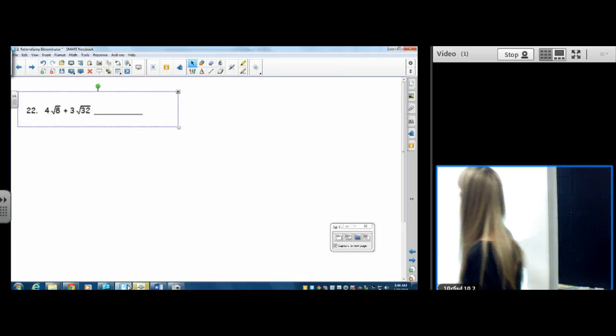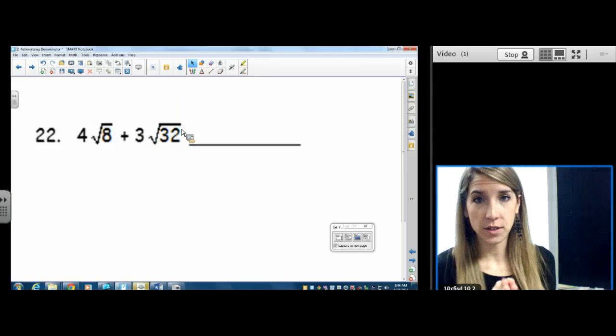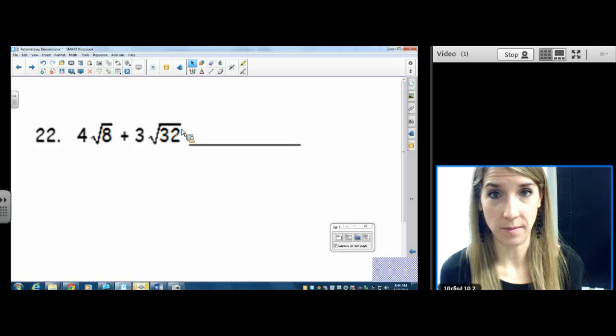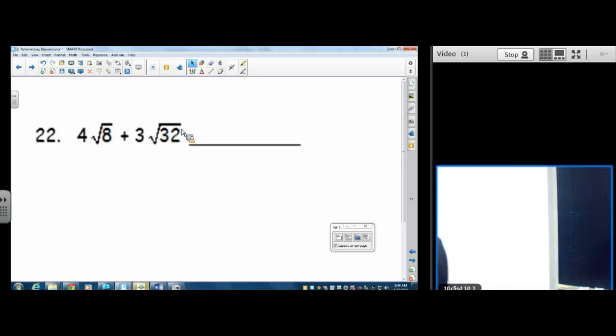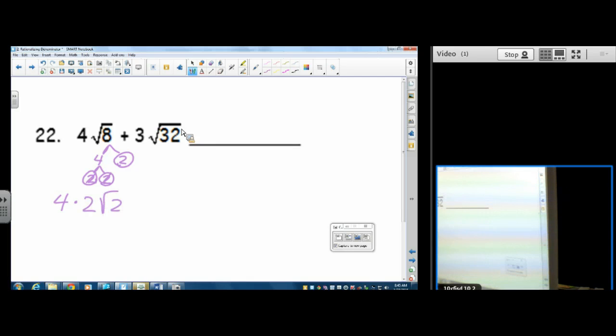Okay, so now we're on 22 on the back of this practice. Neither of those radicals are in simplest form because they both contain perfect squares in them. So we need to factor tree both of these. So I would factor tree this. This is 4 times 2, prime number, so you circle it. 2 times 2, prime, prime, so you circle it. So there was already a 4 there, a 2 escapes, and a 2 is left over.